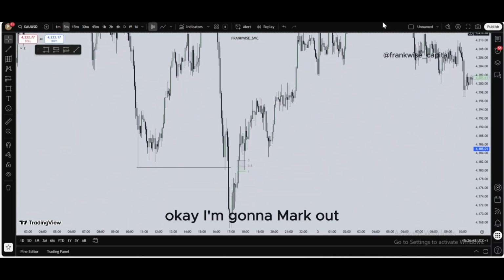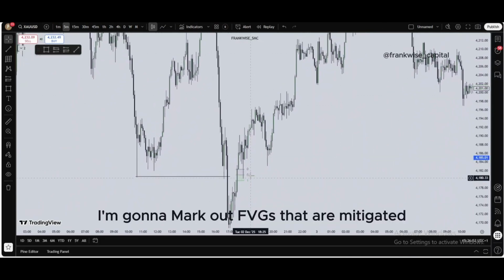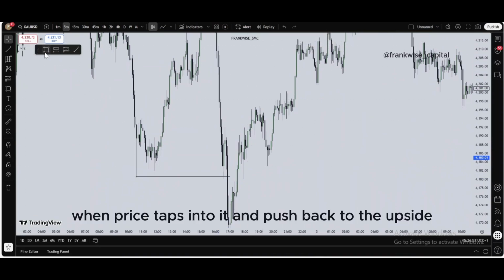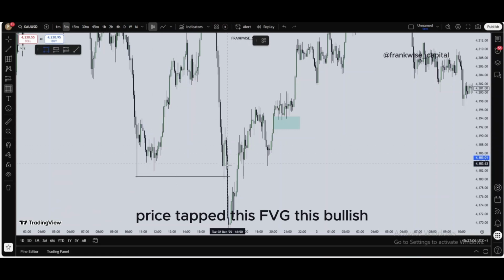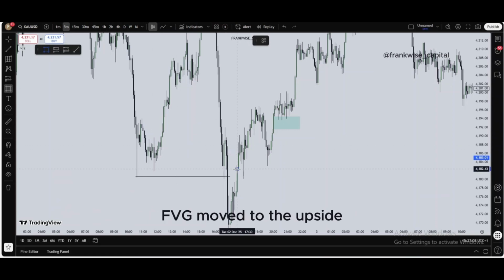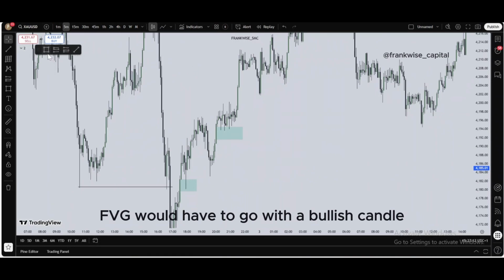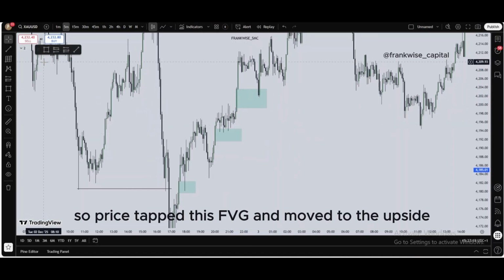Okay, I'm going to mark out bullish FVGs that are mitigated, when price taps into it and pushes back to the upside. So price tapped into this FVG and moved to the upside. Price tapped this bullish FVG and moved to the upside. Remember, a bullish FVG will go with a bullish candle, the bearish one with a bearish candle. So price tapped this FVG and moved to the upside.